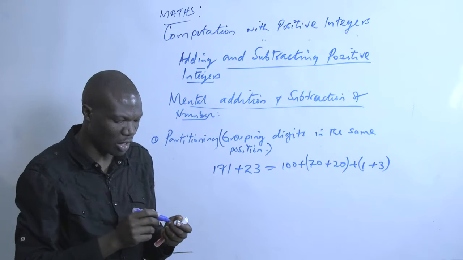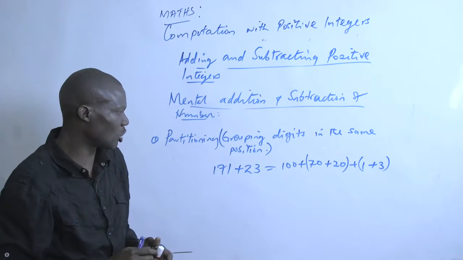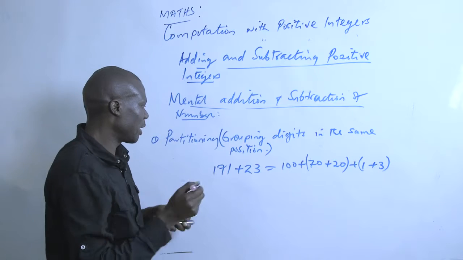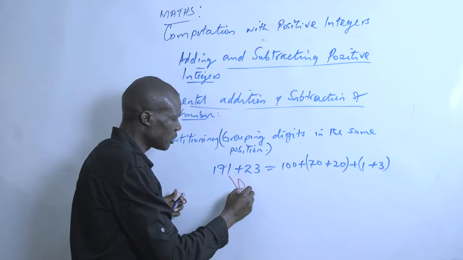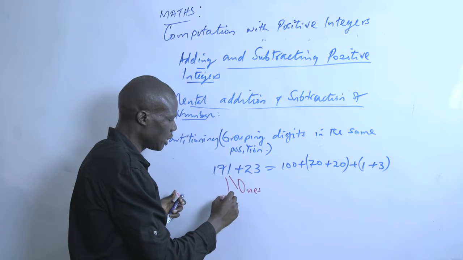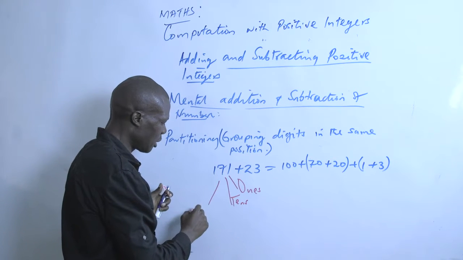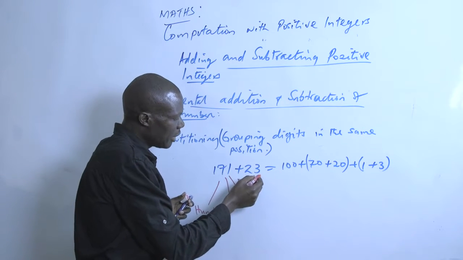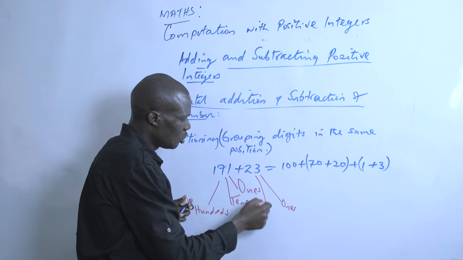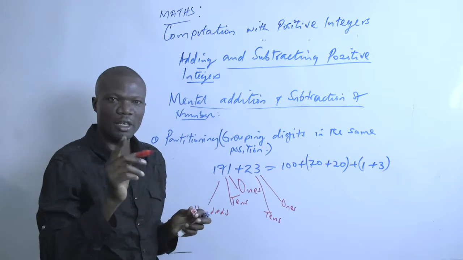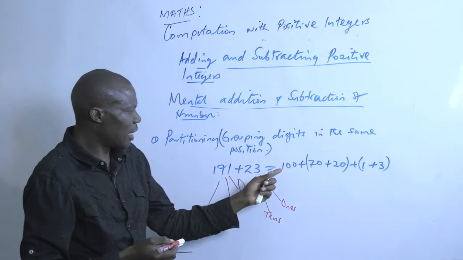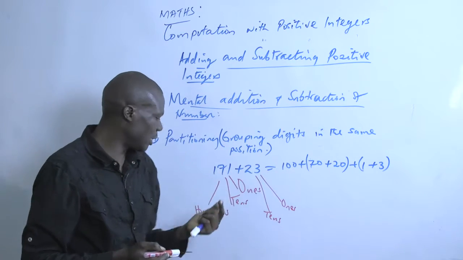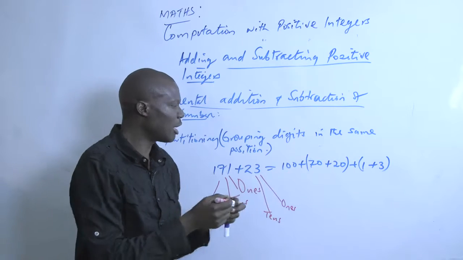When we say we are grouping digits of the same position, I want you to look at this. 70, as we said earlier, this one is for ones, this one is for tens, and this one is for hundreds. Similarly, 3 stands for ones, 2 stands for tens. Look at this. For 100, we only have one group of a digit that falls in the category of hundreds, that is 1. That's why we have 100 here.